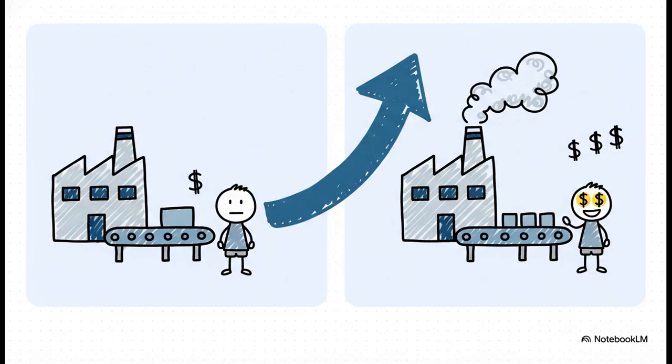Now, supply has its own law, but it works in the complete opposite direction of demand. Think about it from a business owner's perspective. If you could sell your product for a higher price, would you want to make more of it or less? Of course you'd make more. Higher prices mean more potential profit, and that's a huge incentive to ramp up production.